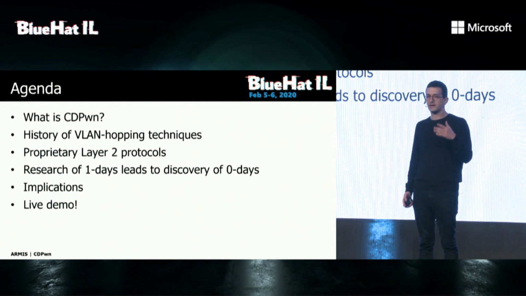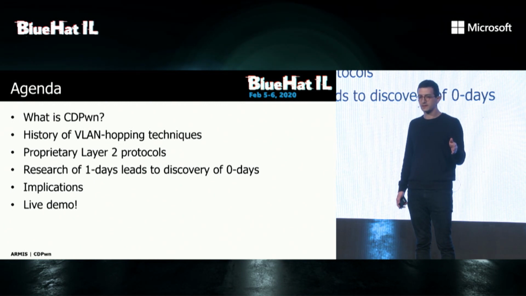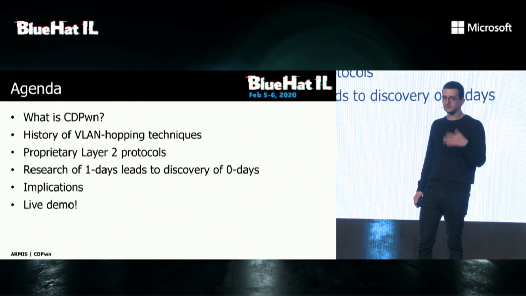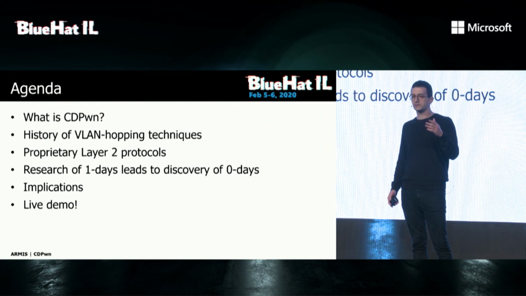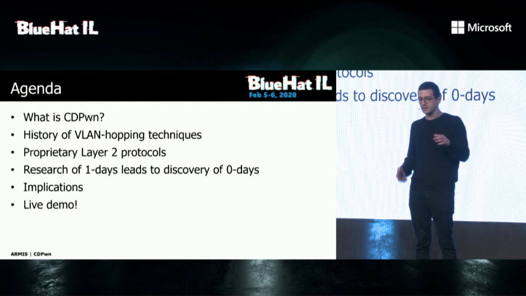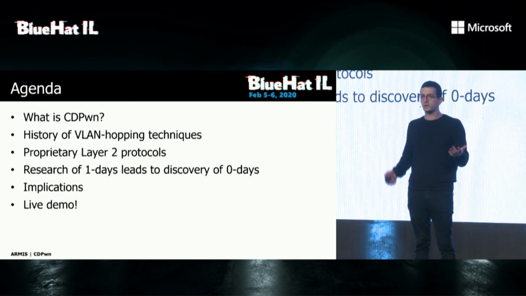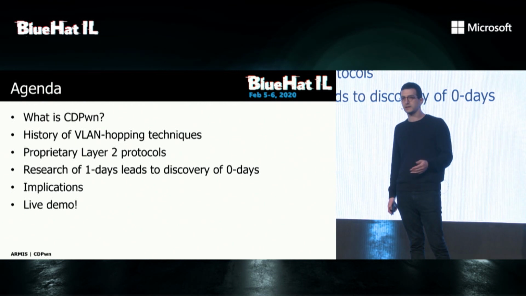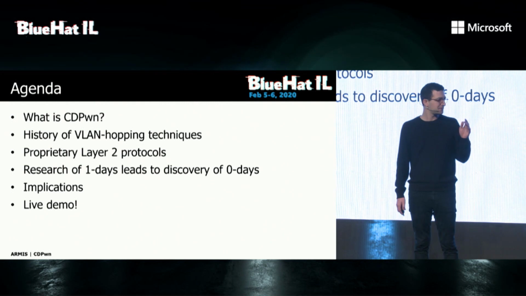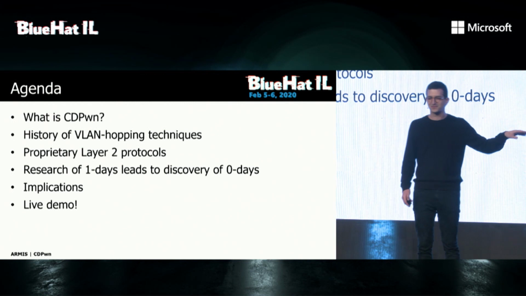So we looked at previous disclosures in various layer 2 protocols from Cisco, understood the underlying bugs that were fixed, and from there continued the research and actually found new vulnerabilities. From that, we'll talk a bit about the implications of this research, what it means for the security of networks and enterprise-grade IP phones and IP cameras. And if the live demo gods will be with us, we have an IP phone that we'll try to hack at the end of the talk.